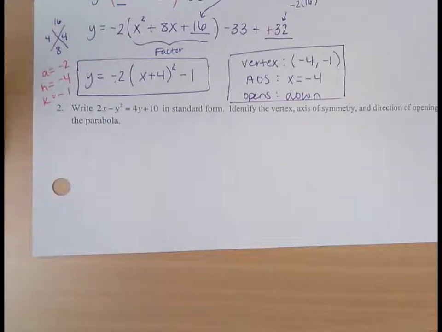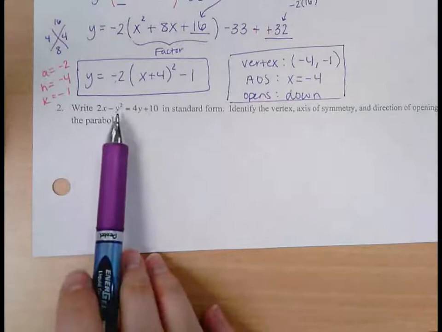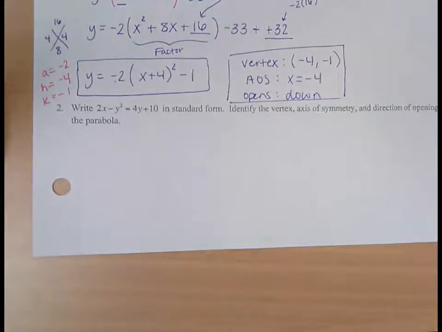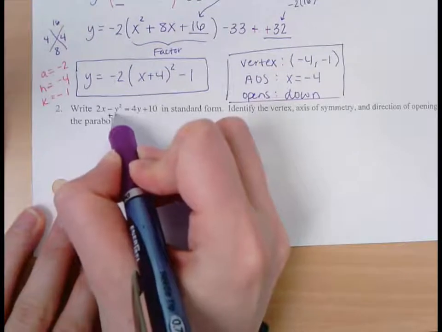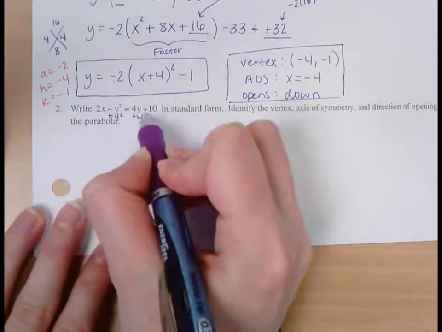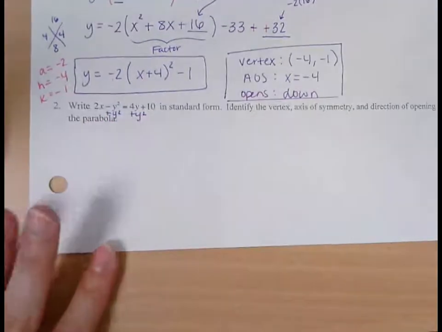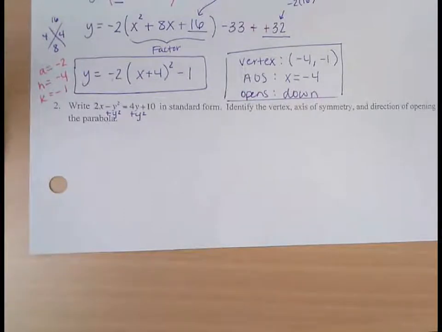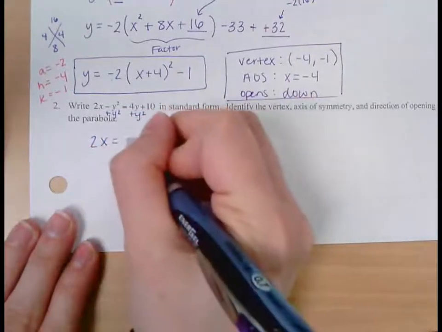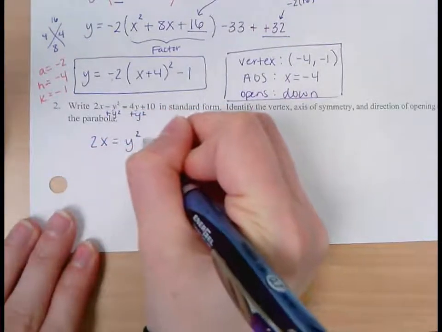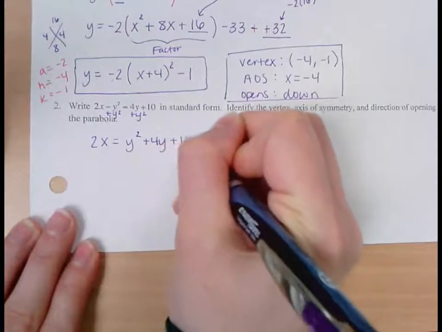We're going to get the x alone because we have a y squared. So I'm going to add y squared to both sides first. I know there's a 2 in front of the x. Just hold off on dividing by 2. So I have 2x equals, and then I would have positive y squared plus 4y plus 10.